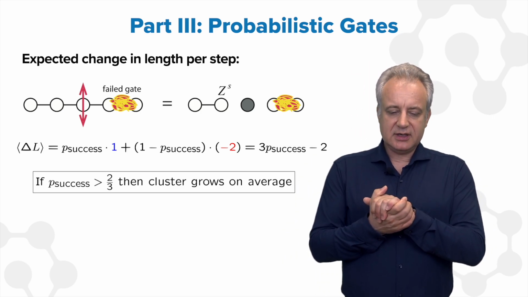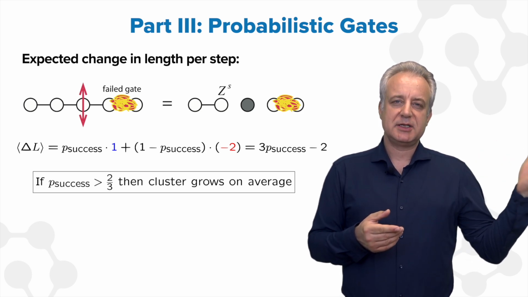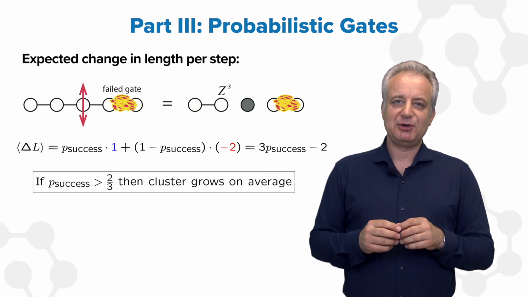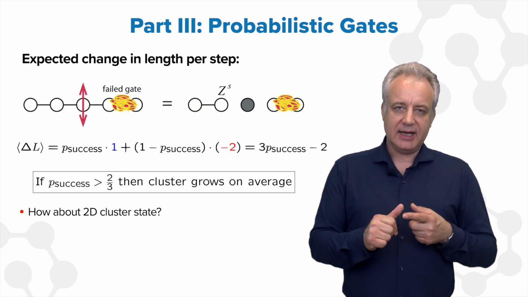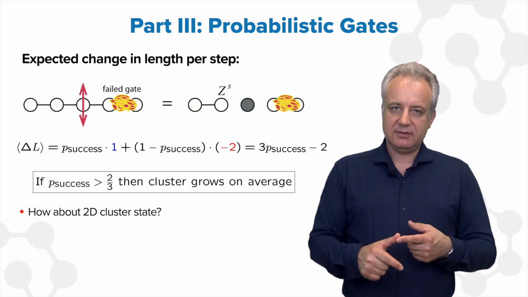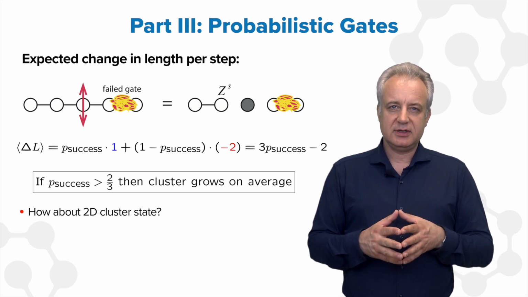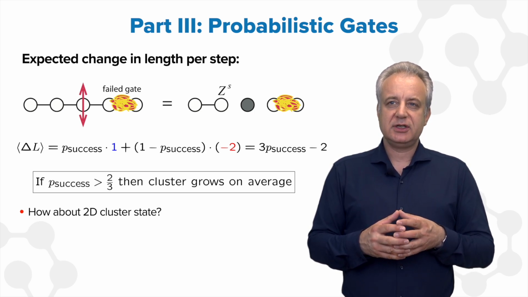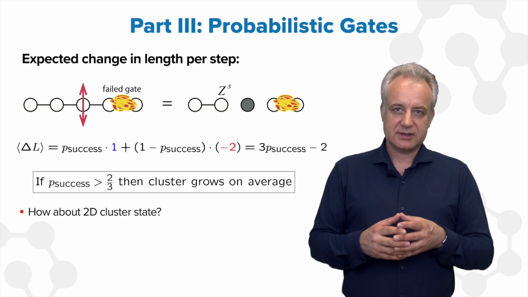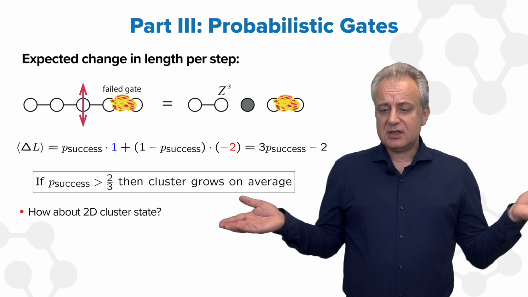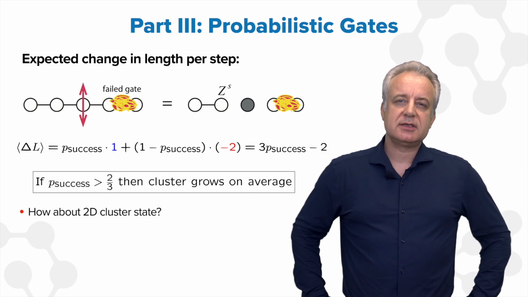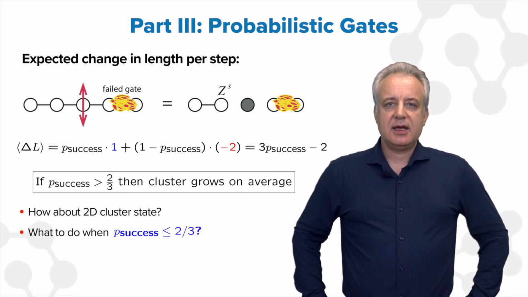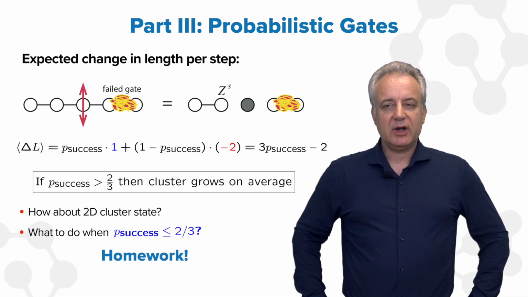All right, but there are still conditions for what I explained to you. First, it was only in 1D. You want to apply this to dimension 2. And also, it only worked if the probability of success of your entangling gate was sufficiently high, namely above 2/3. But this was just to ease the explanation. It's not fundamental. And the more general case is left to you as a homework exercise.